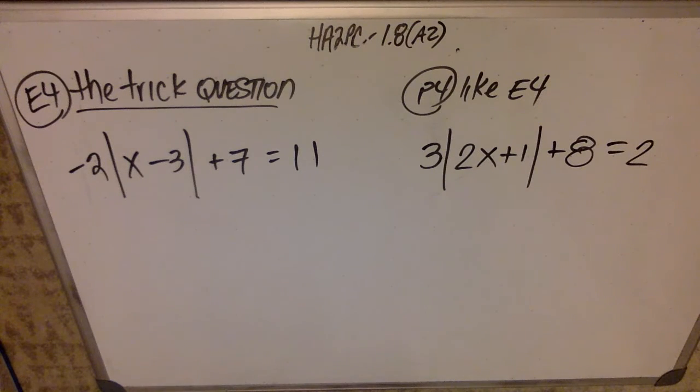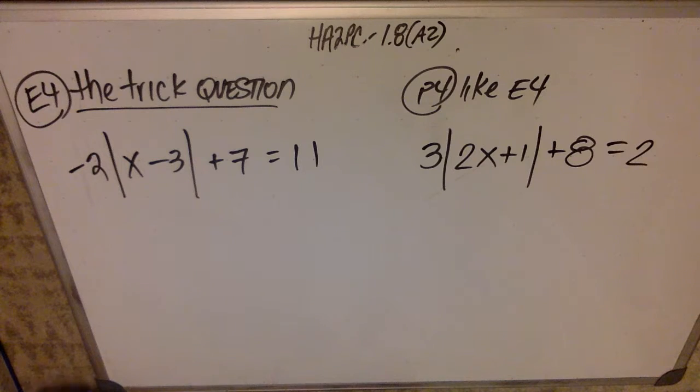This is Honors Algebra 2 Pre-Calc. We're doing another video on absolute value equations. We're going to do an E4 and P4 that involve a trick question, and we're going to show what happens if you spot the trick, which is great, and what happens if you don't spot the trick, which is also okay, but you're going to have to do a little bit more heavy lifting to make sure that you don't accidentally put the wrong answer.